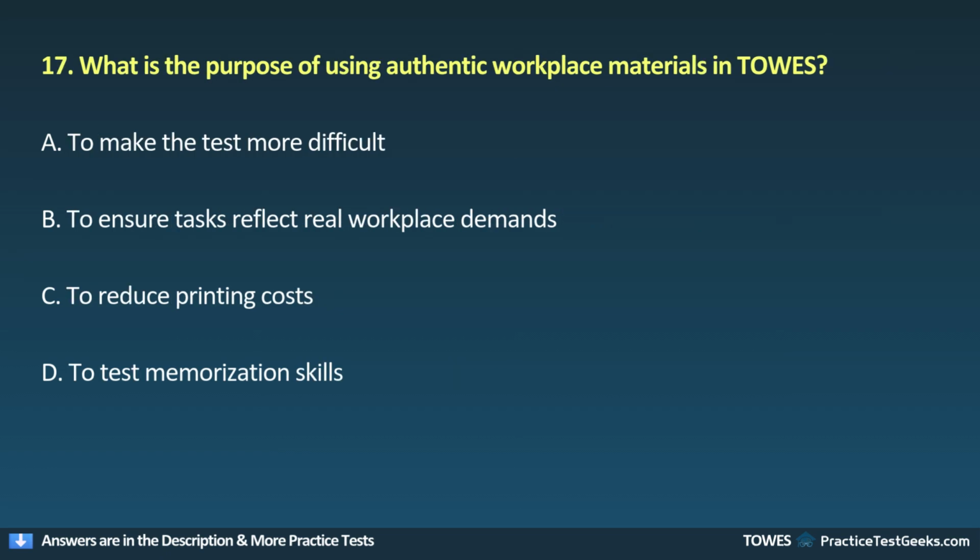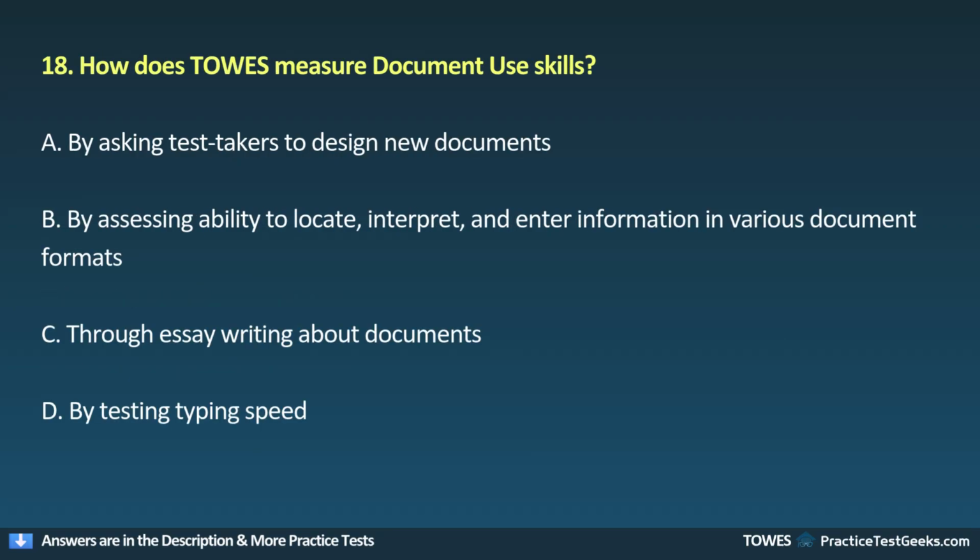17. What is the purpose of using authentic workplace materials in TOWES? A. To make the test more difficult. B. To ensure tasks reflect real workplace demands. C. To reduce printing costs. D. To test memorization skills.